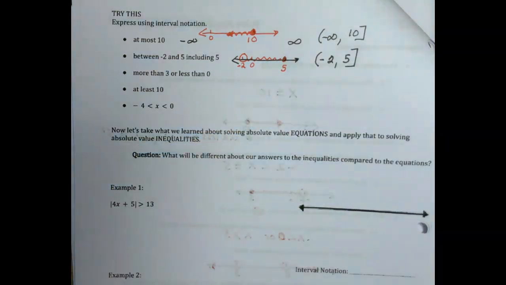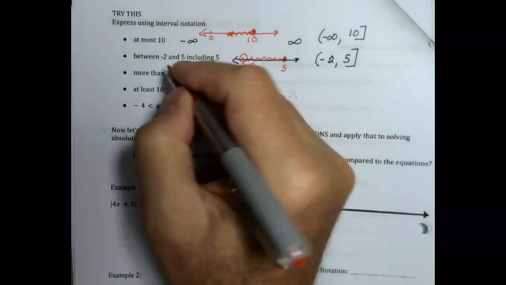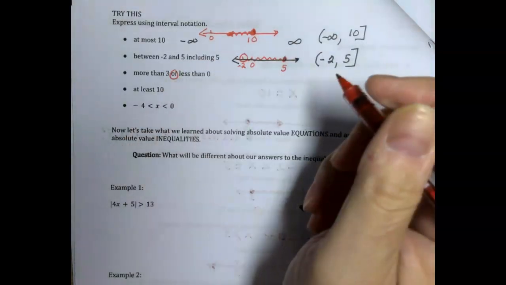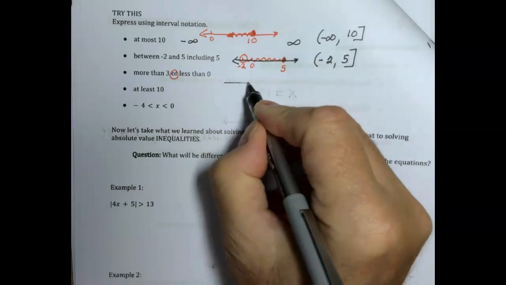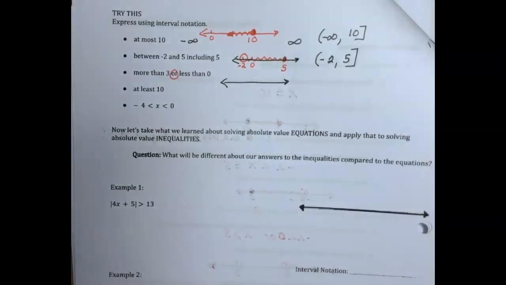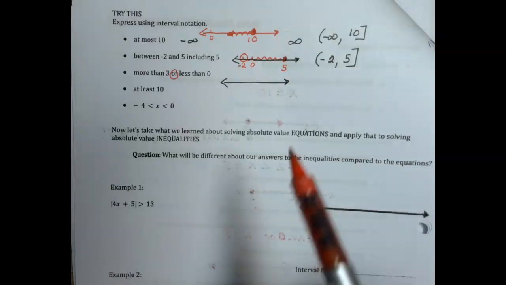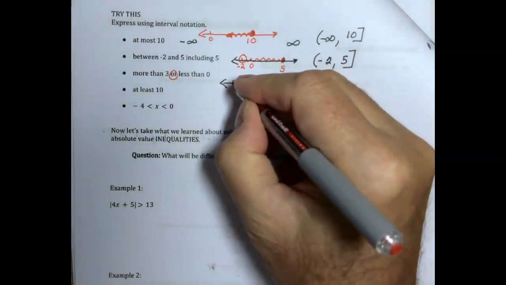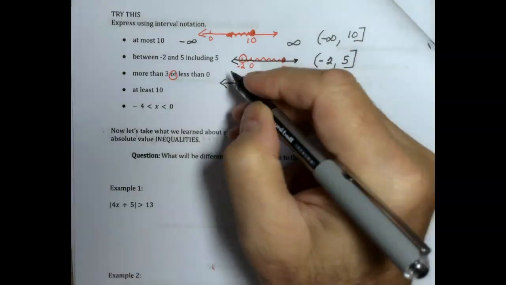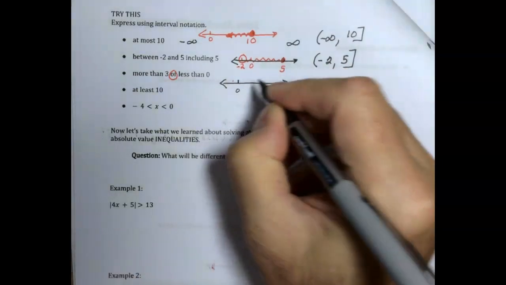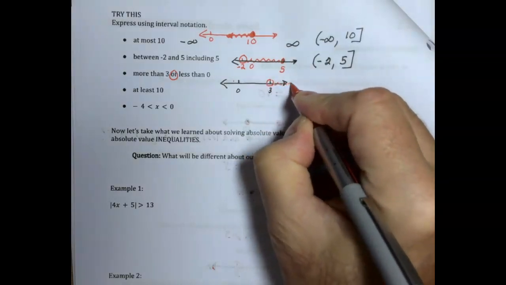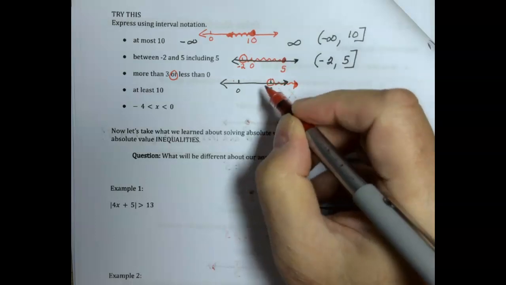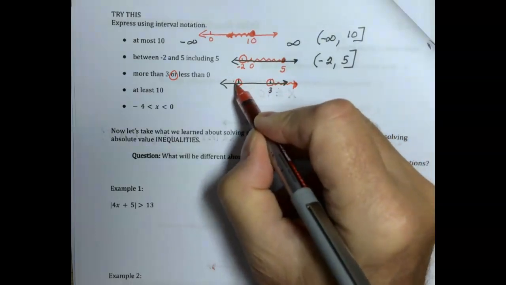More than 3, that's the key word. We're going to have two different interval notations here, and you'll see when I use it. So more than 3, less than 0. More than 3 is going to be here going this way. It's not included, and less than 0 is going to be an open circle going this way.